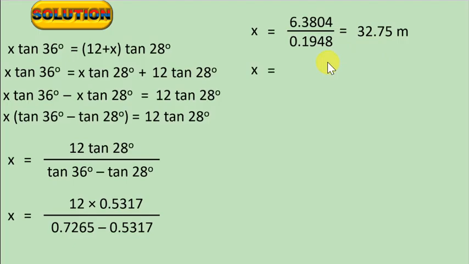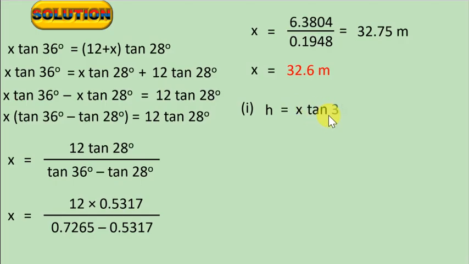Then x, rounded up to 3 significant figures, will give me 32.8 meters. Please, it's not 32.6. 32.8 meters. Good. So now we're going to find the value of h.